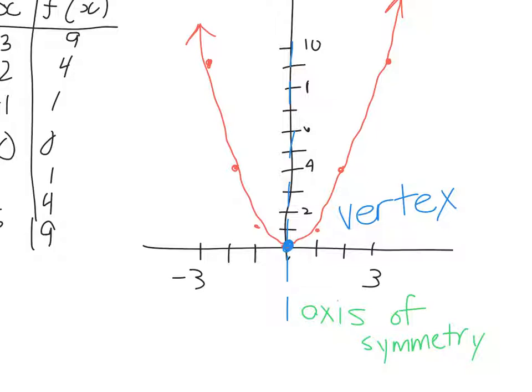Symmetry. In this case, it's a vertical line, and the axis of symmetry always goes through the vertex, and that vertical line is x equals 0. All right, so the axis of symmetry always goes through the vertex. A couple other things we want to mention.